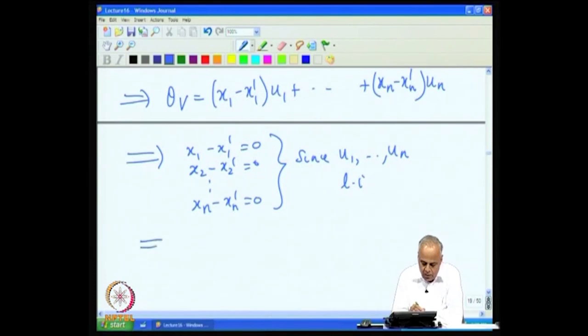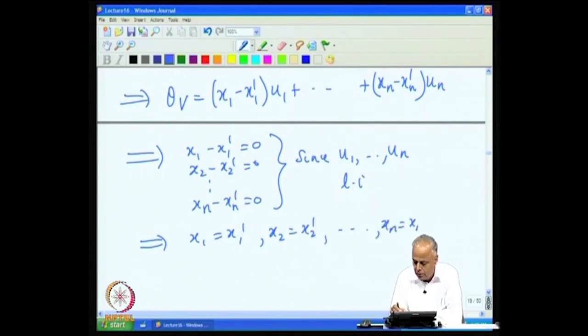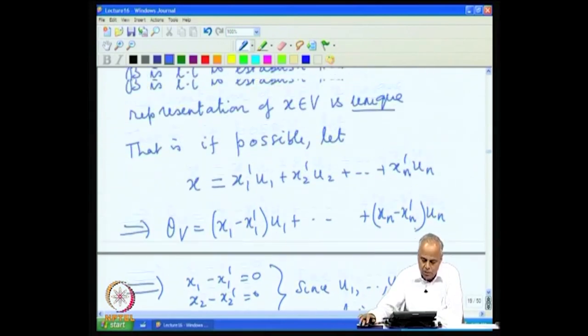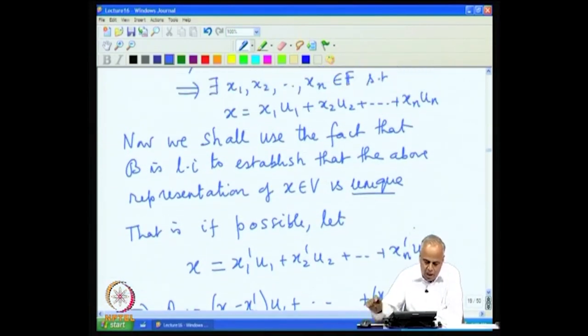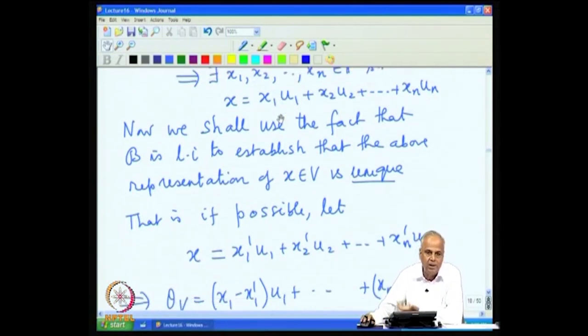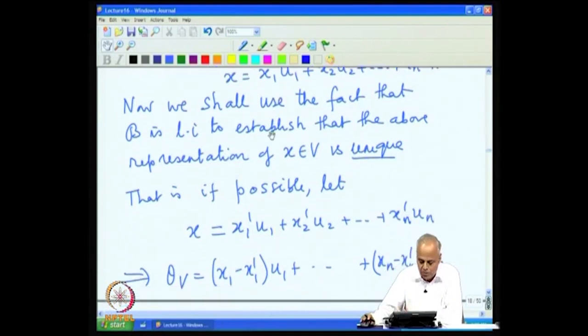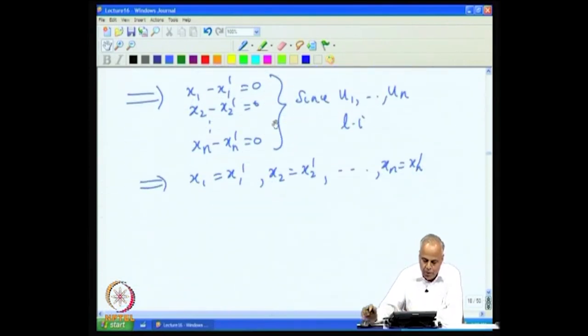So, that says x1 equal to x1 prime, x2 equal to x2 prime and so on, xn equal to xn prime. So, these two representations are the same. There cannot be any other different representation. Both must be the same representation. So, therefore, what is the conclusion that we have?